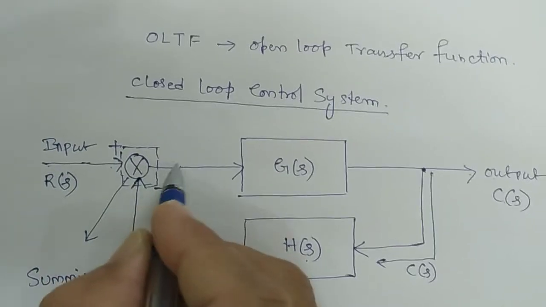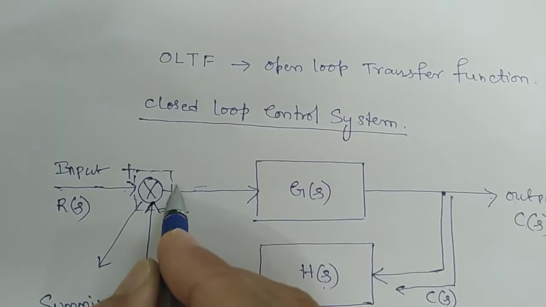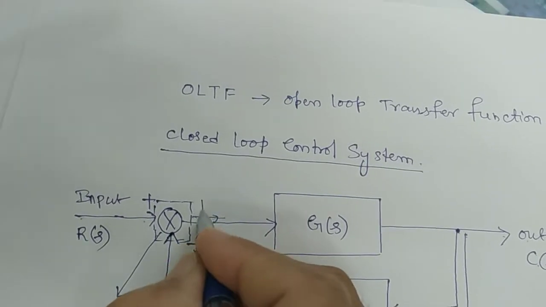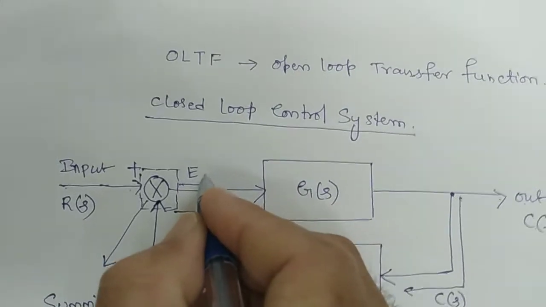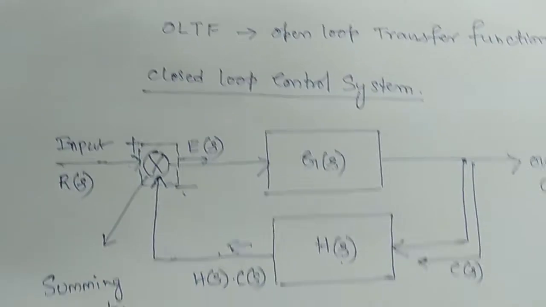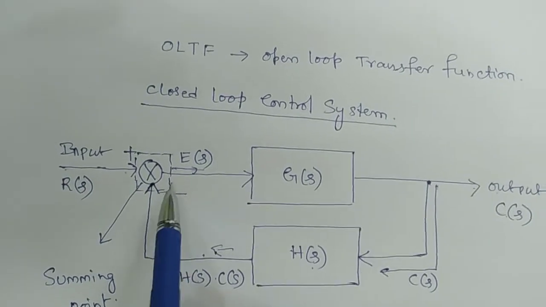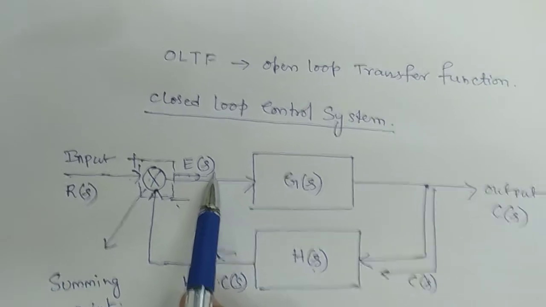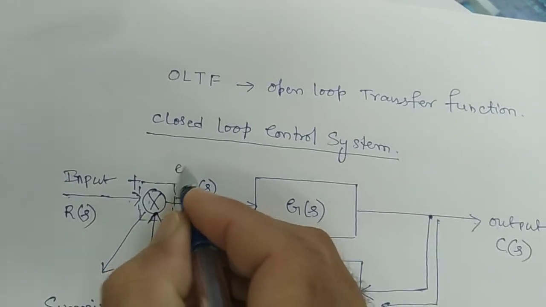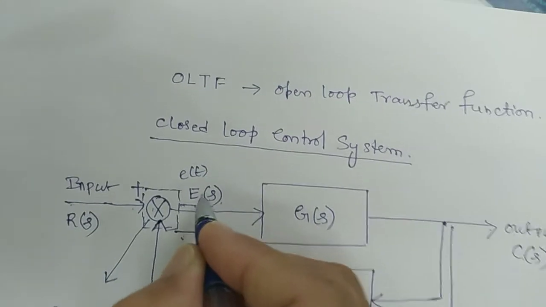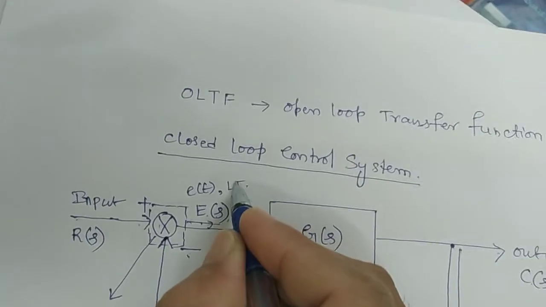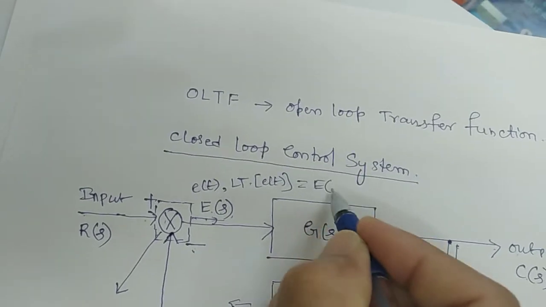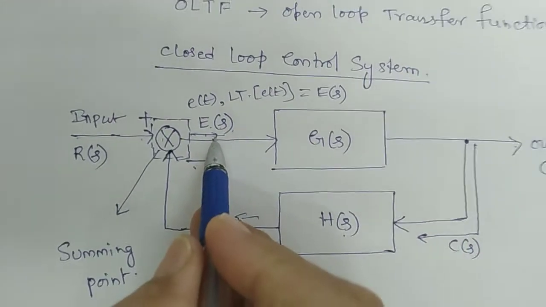It gives the resultant output here. You have to consider the output of this, which is called, as I explained in the last class, the error signal, basically represented as E(s). So the output of the summer is nothing but the error signal, normally E(t), and the Laplace transformation of E(t) is nothing but E(s).